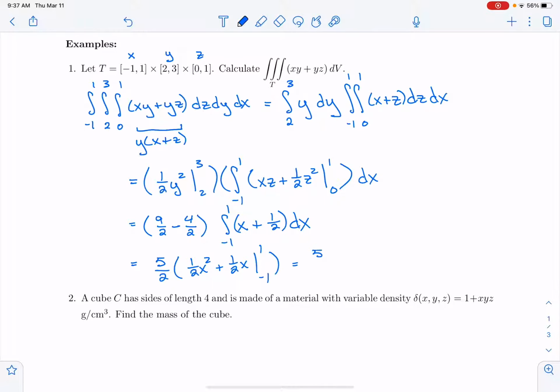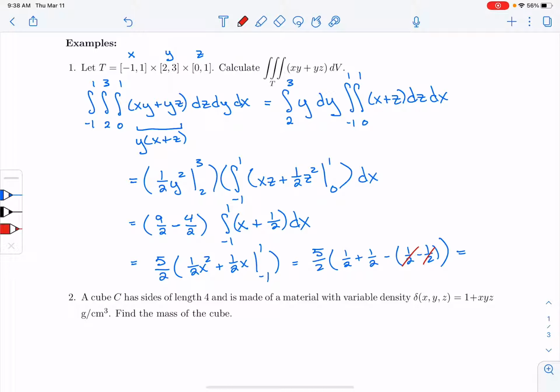And that's going to give me, let's say, 5 halves times, let's see, 1 half plus, plugging in 1, we also get 1 half. Then minus, and plugging in negative 1, I'm going to get 1 half minus a half. So we're going to get 5 halves times 1, because, of course, these cancel. The other two add up to 1. So 5 halves times 1 is going to be 5 halves. And so that's our first triple integral, and it equals 5 halves.